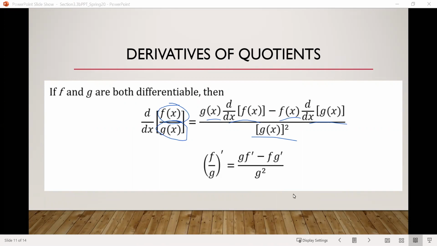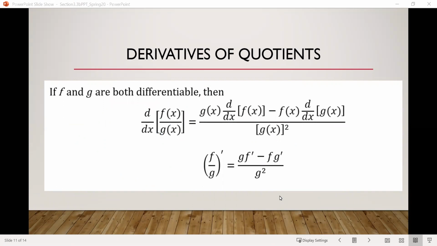And if you remember, a way to remember this is if I think of g of x as being the low because it's on the bottom, f of x as being the high because it's on the top, then what we're looking at here is low d high, so the low function times the derivative of the high, minus high d low, so the high function times the derivative of the low one, square the bottom, and there you go. So low d high minus high d low, square the bottom, and off you go. Okay, hopefully that's starting to get implanted in your brain.